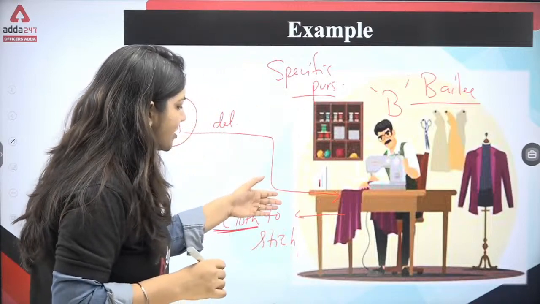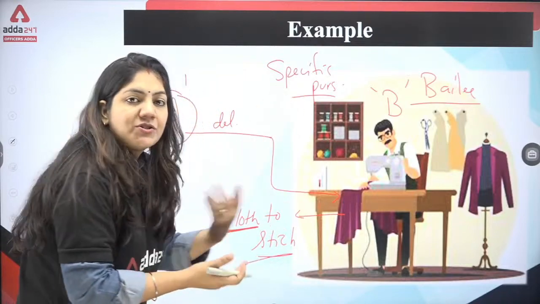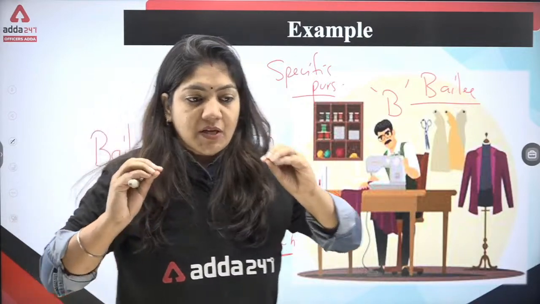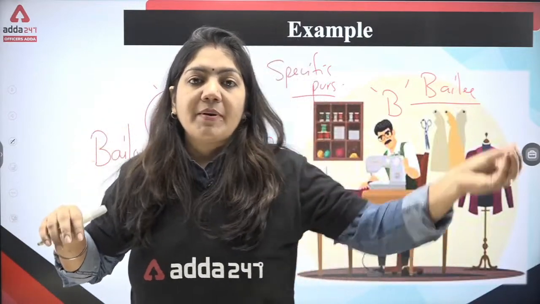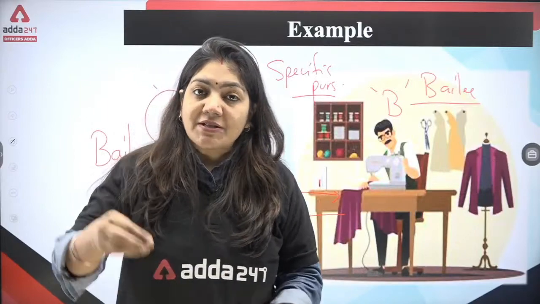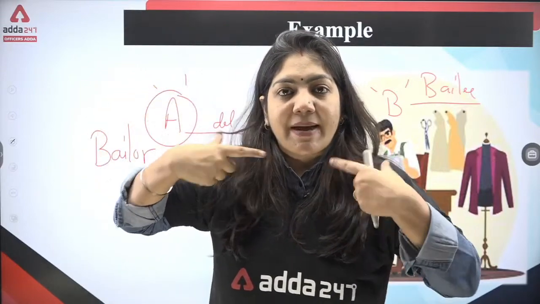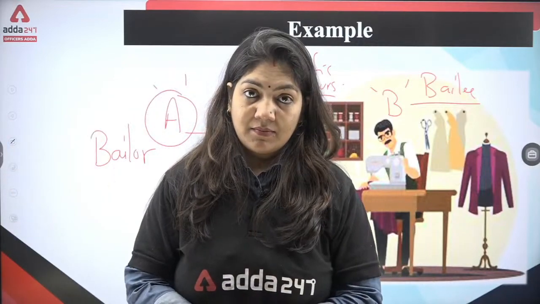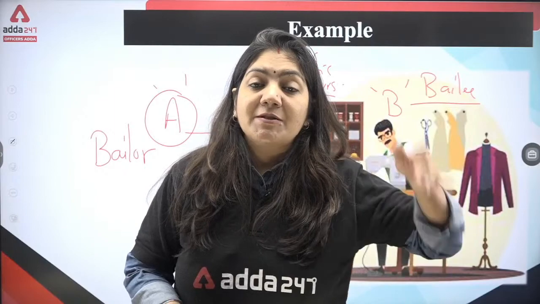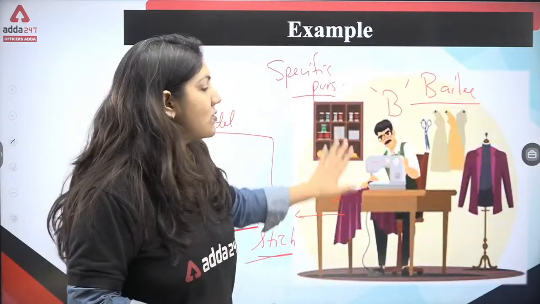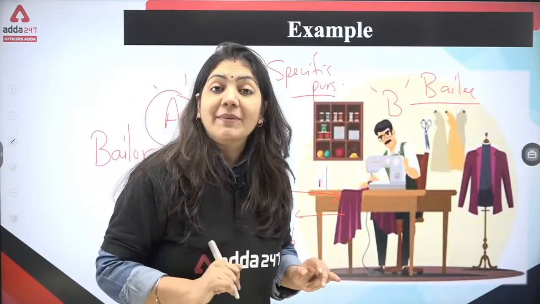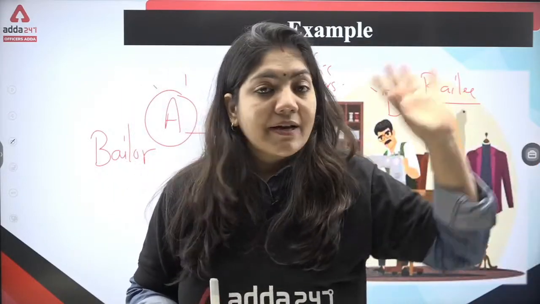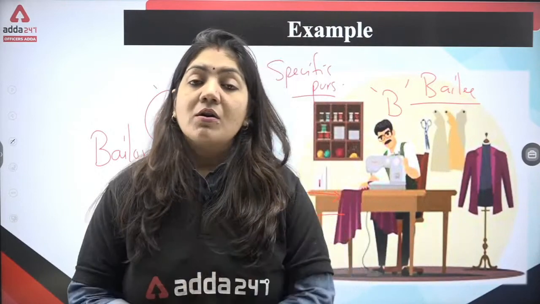So what is the special purpose? The special purpose is to stitch the cloth. In bailment, if I give my TV for repairing, that is also bailment. If I take my gold to a bank for safe custody, that is called bailment. So the specific purpose must be mentioned in this particular contract, that is the contract of bailment. If I give my luggage in a cloak room at a railway station, that is also called a contract of bailment.